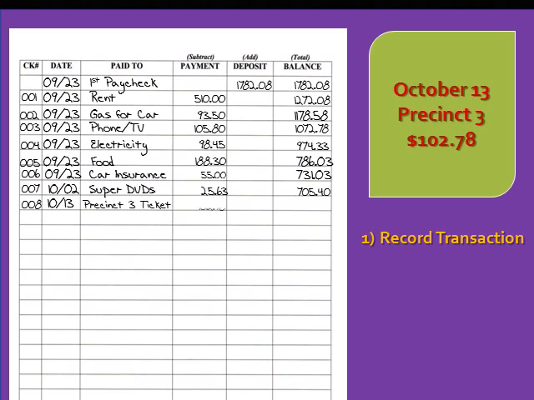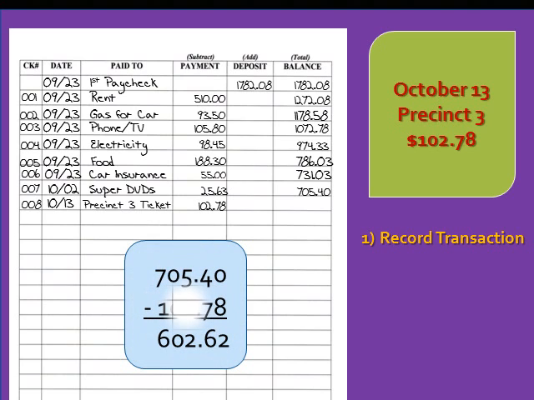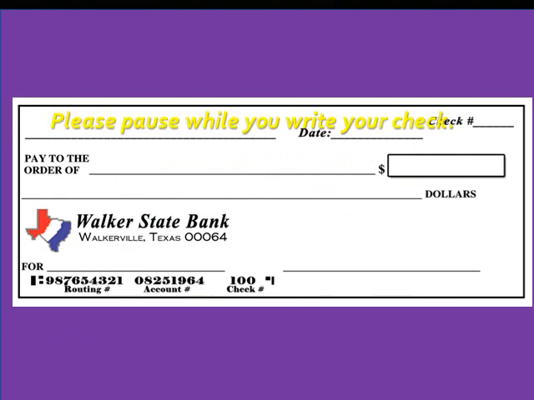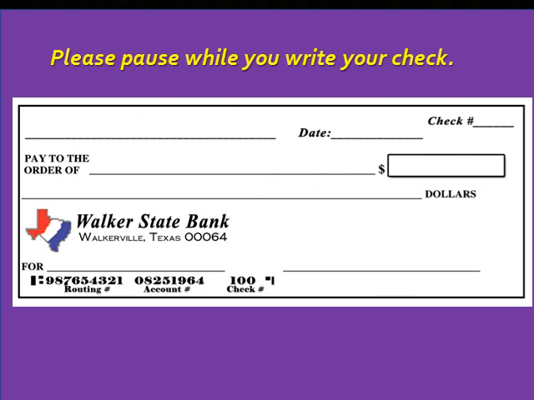In our payment column, subtract column, $102.78. Skip your add column because it's not an add, it's a subtract. You're going to subtract it from your balance of 705.40, and that's going to give you $602.62. Now let's go write the check. Please pause the video while you write your check.